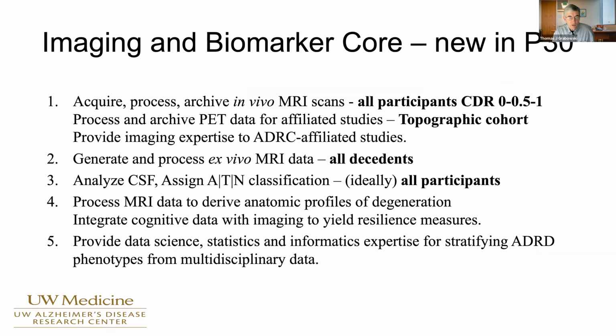So I don't want to dwell on the aims, just to say we're trafficking in MRI and PET data and ex vivo MRI data. We're ideally assigning an ATN classification to all participants in the center. The way that we do that has evolved significantly over the last few years as plasma markers have become available, and as we've struggled with the impact of the COVID pandemic, which made it hard to bring people in and get spinal taps and things like that. And then we're providing expertise in all these areas to people that are doing science that needs imaging at the UW.